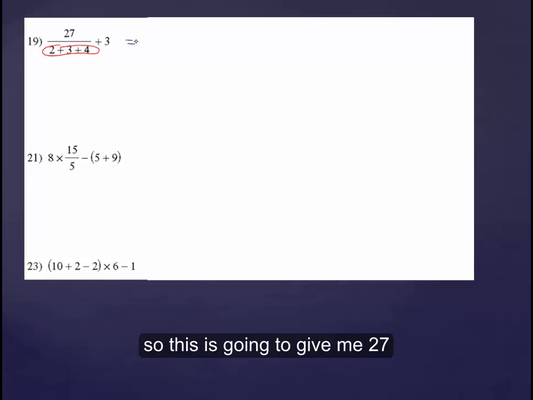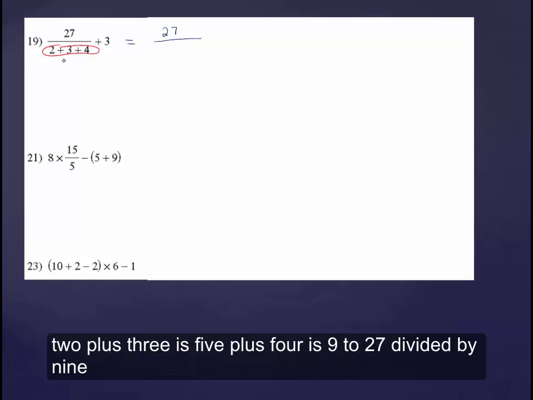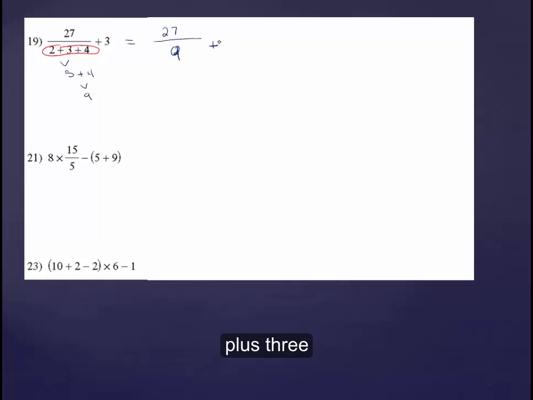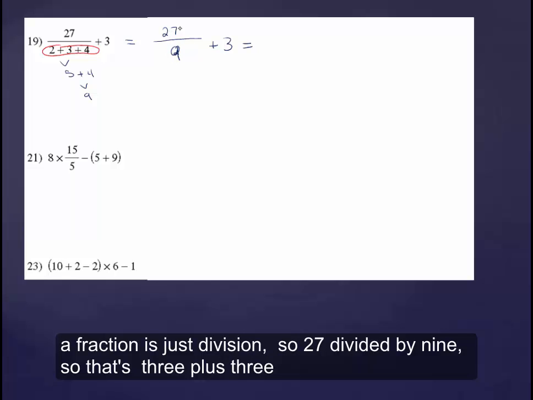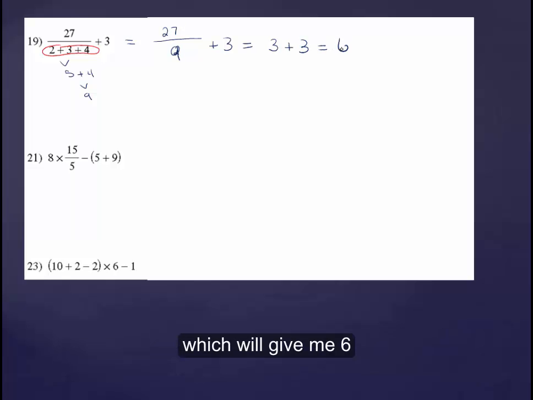So this is going to give me 27. 2 plus 3 is 5, plus 4 is 9. So 27 divided by 9 plus 3. A fraction is just division, so 27 divided by 9. So that's 3 plus 3 to give me 6.